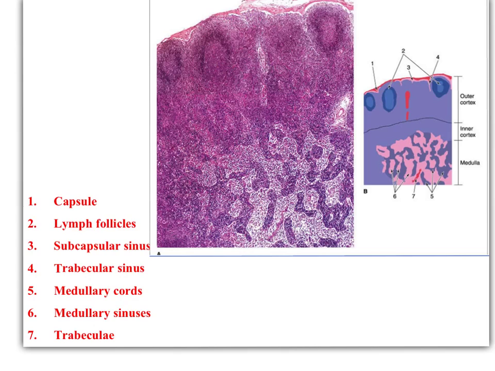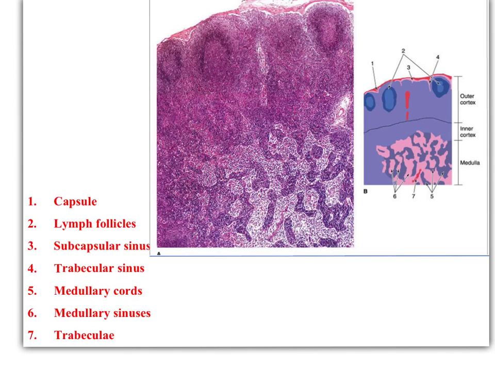Then we have number 2, the lymph follicles. These are the lymph follicles, 1, 2, 3, 4. And as you see here, we have the germinal center. So these are typical secondary lymphatic nodules. Then we have number 3, the subcapsular sinus. This is the white area. This white line under the red capsule is the subcapsular sinus.